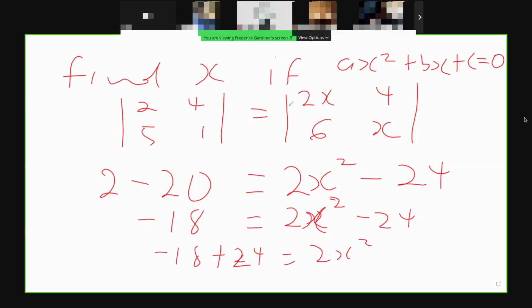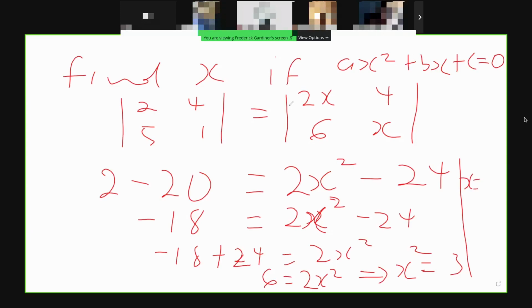Do you agree? So the left-hand side is going to be 6. When I divide both sides by 2, I'm going to get 3 equal to x squared. You see that implies that x squared is equal to 3. So x is equal to the root of 3.